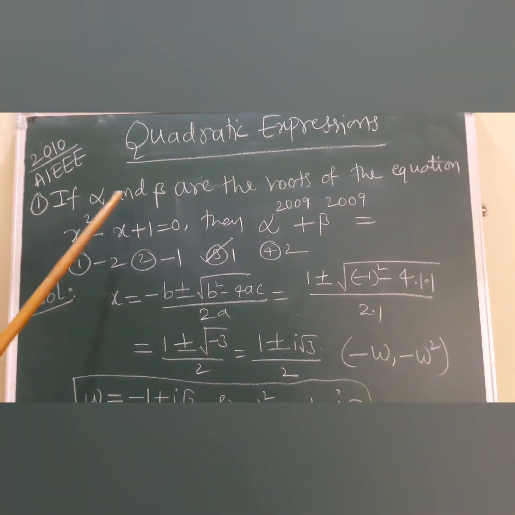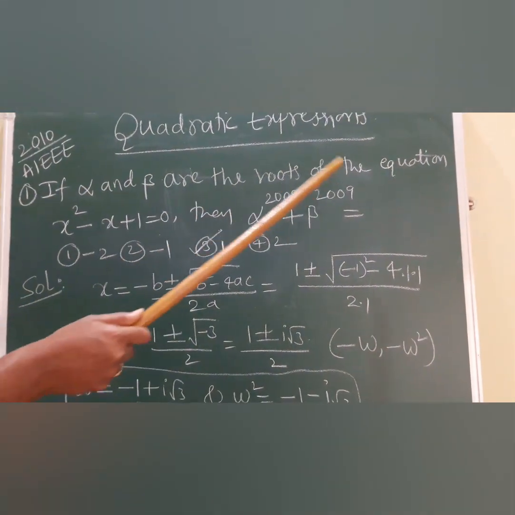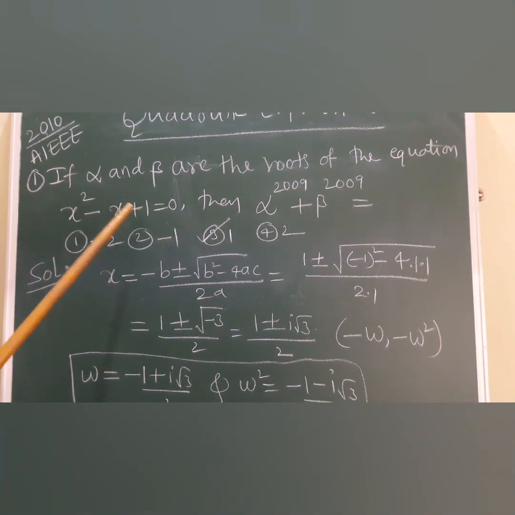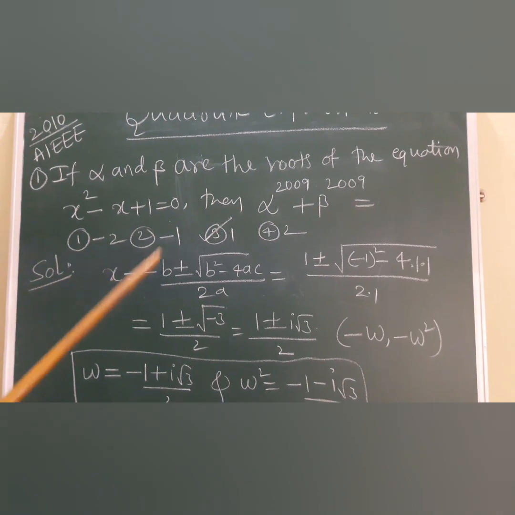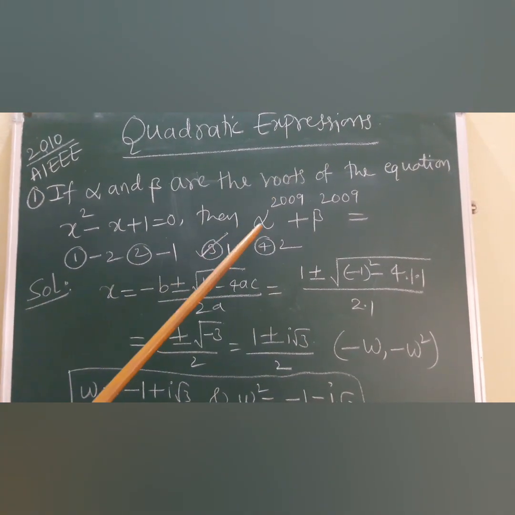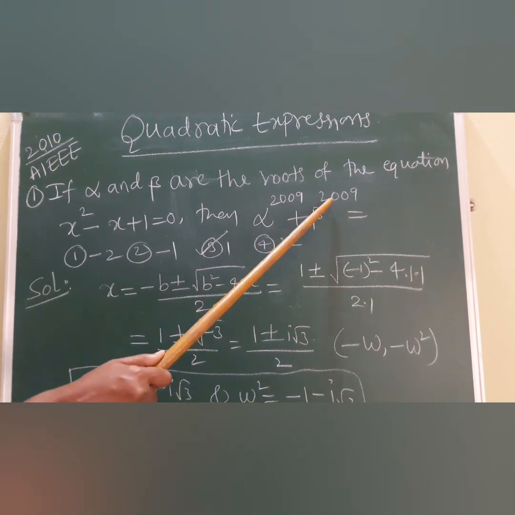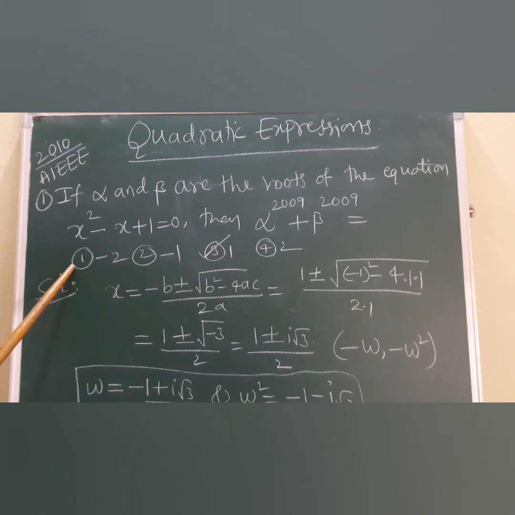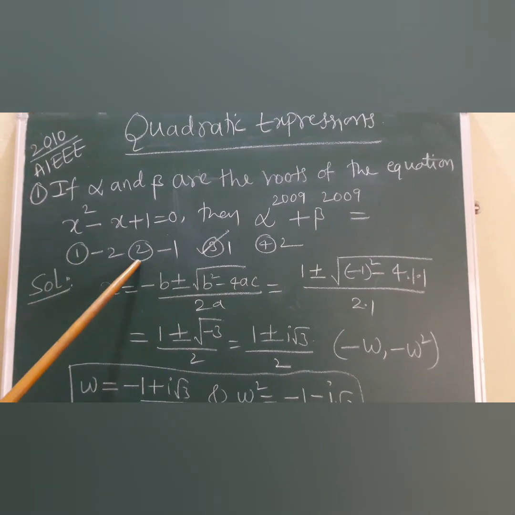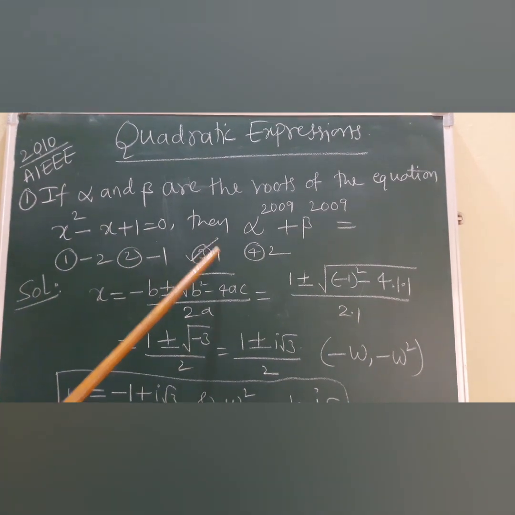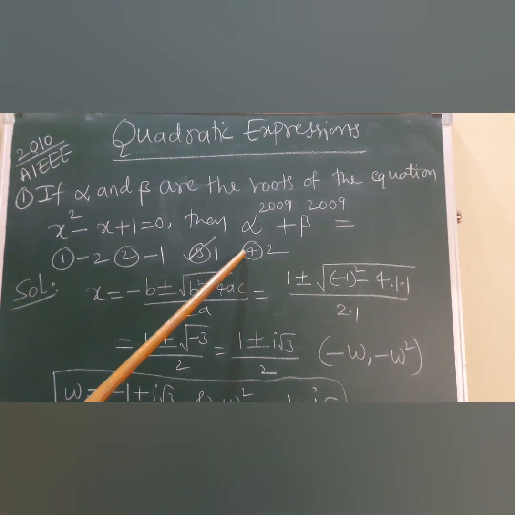If alpha and beta are the roots of the equation x square minus x plus 1 is equal to 0, then alpha power 2009 plus beta power 2009 is equal to? First option minus 2, second option minus 1, third option 1, fourth option 2.